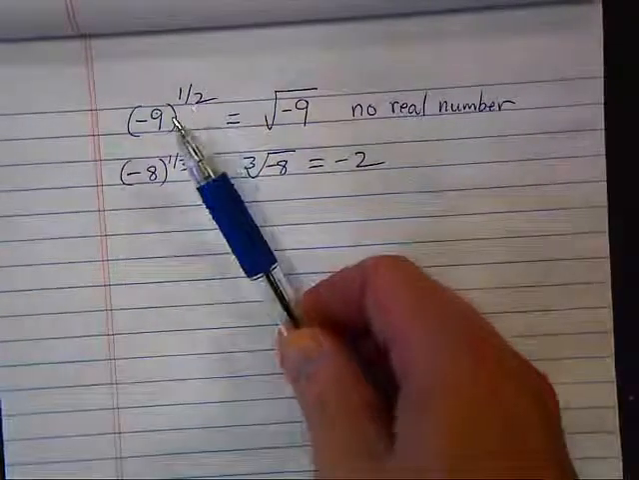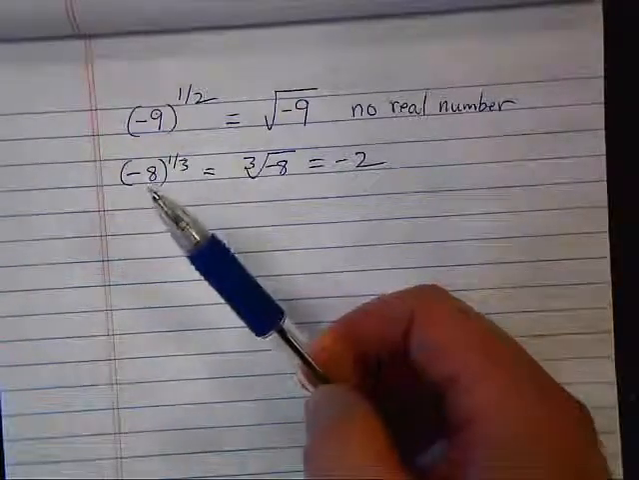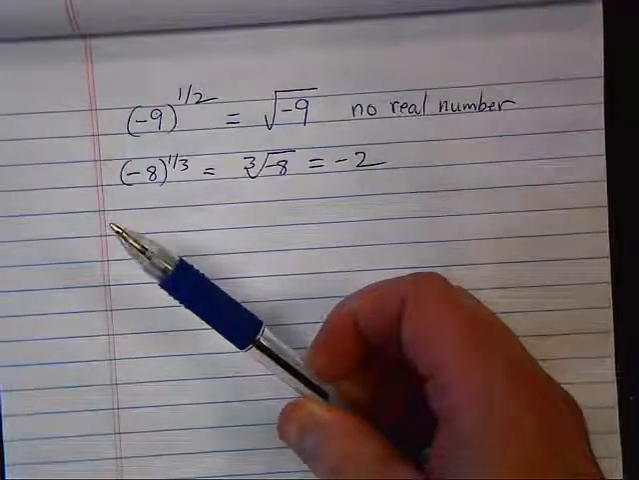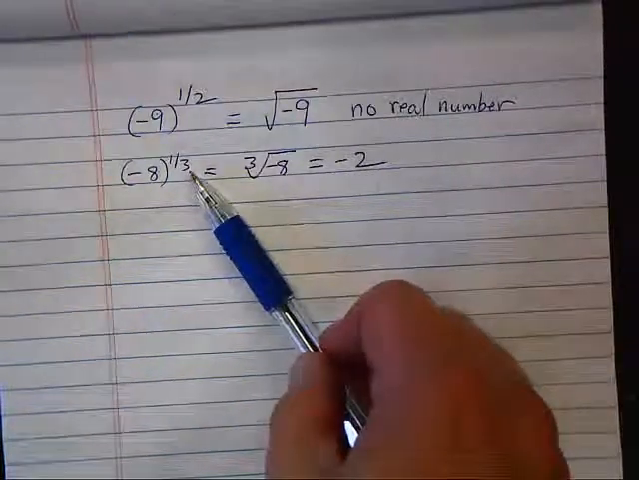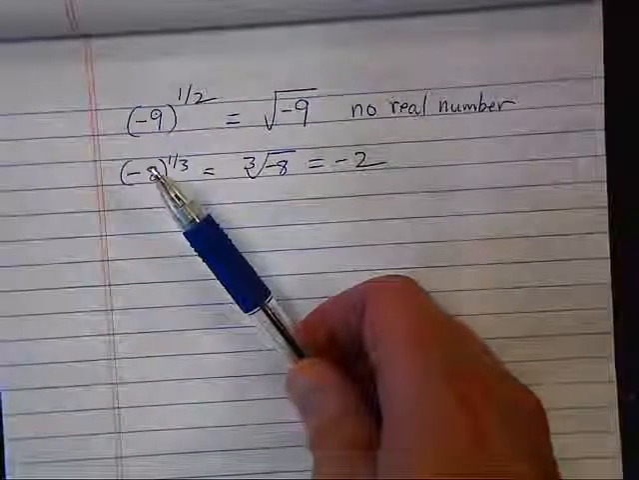Can I have negative numbers when I have 4th roots? No. Can I have negative numbers when I have 5th roots? Yes. So what's the rule on that? When you have odd roots, it's okay to have negative values. If you have even roots, is it okay to have negative values? No.